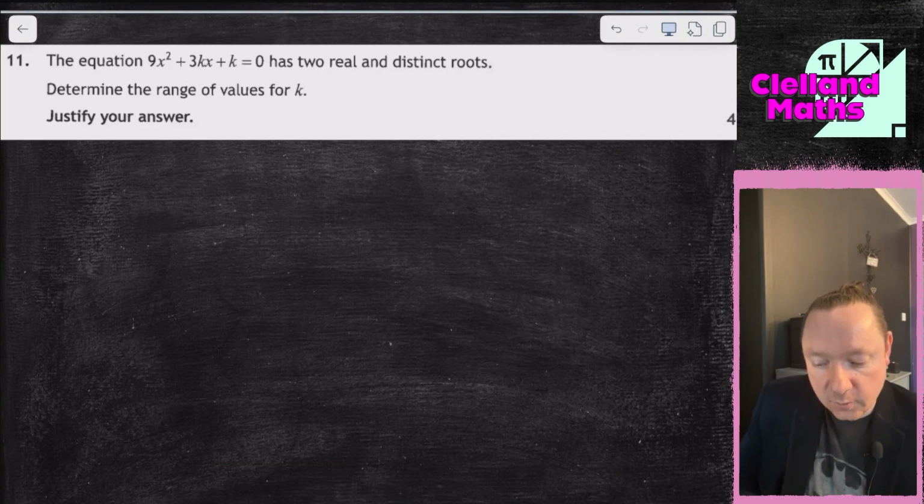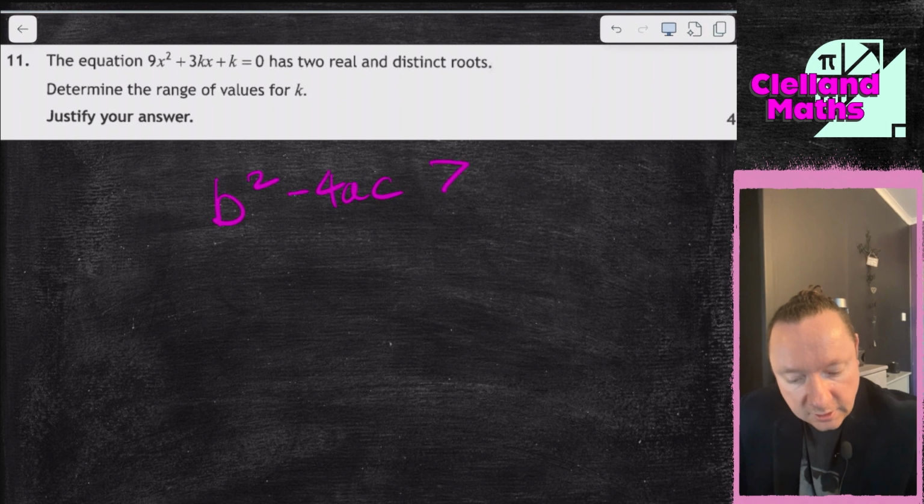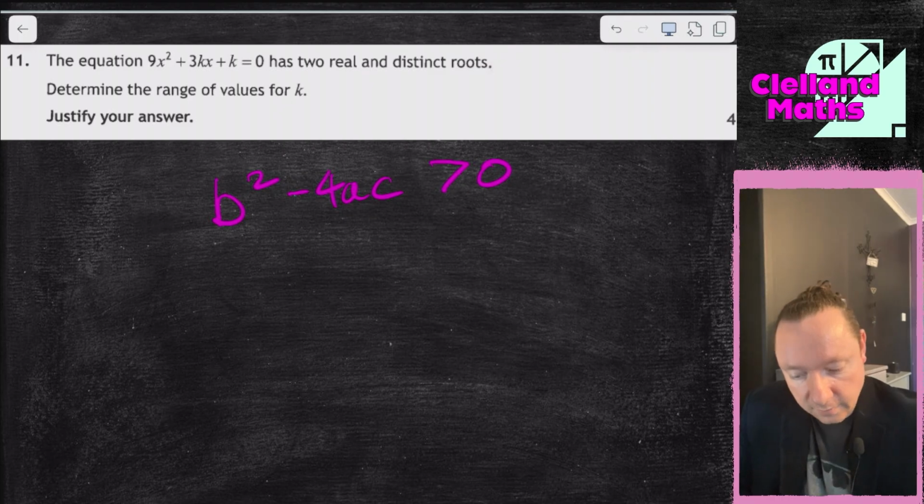The equation 9x squared plus 3kx plus k is 0 has two real and distinct roots. Find the range of values for k. So if we've got two real and distinct roots, the discriminant must be strictly greater than 0. Not even greater than or equal to, because if it's equal to 0, it's got two real and equal roots, and it's got two real and distinct.